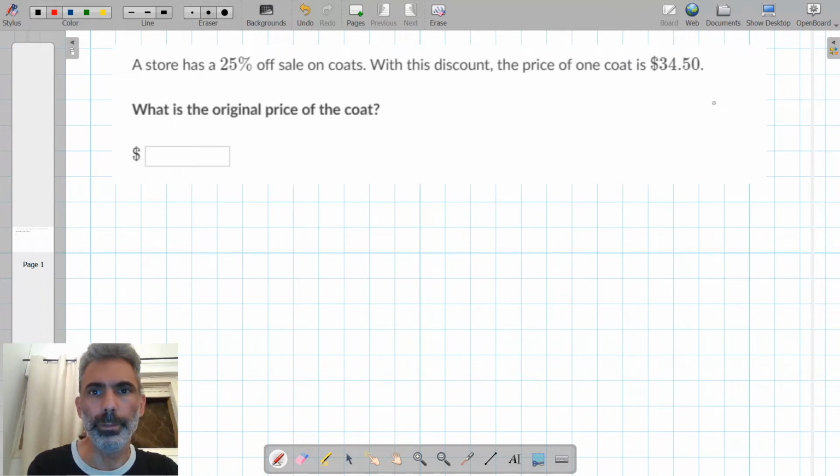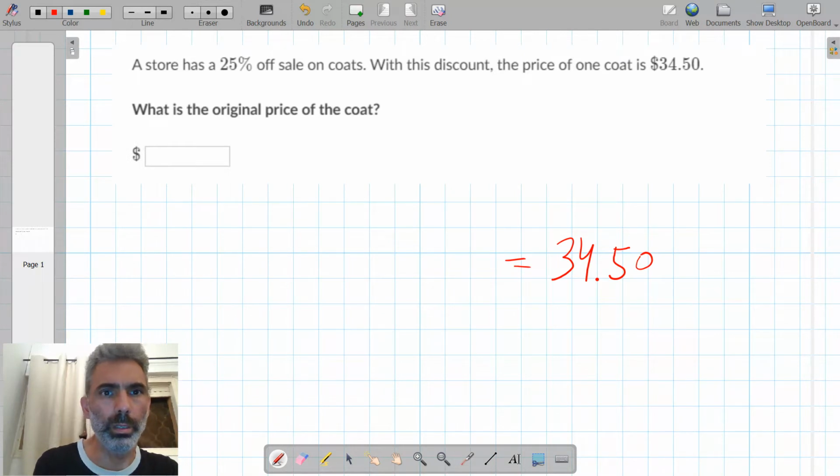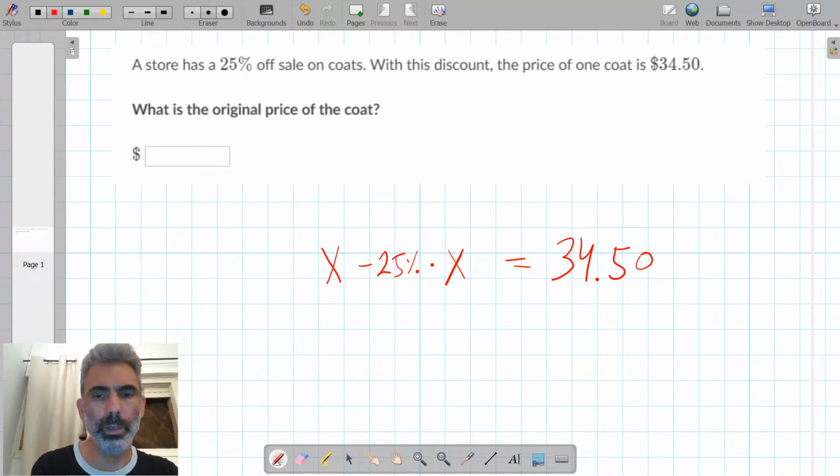Okay, so 34.50 is the original price of the coat, which is X, which is unknown, minus 25% times X. So this is the original price, X, minus 25% of the original price gives us 34.50. So if we solve for X, we will know the original price.